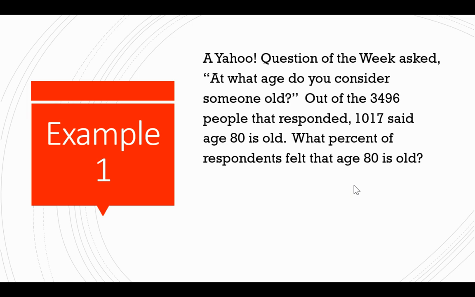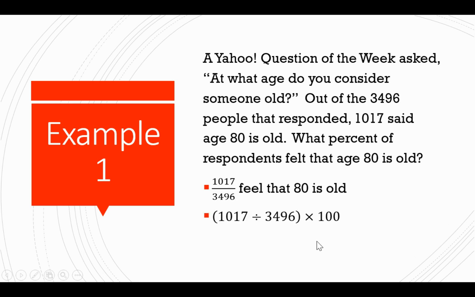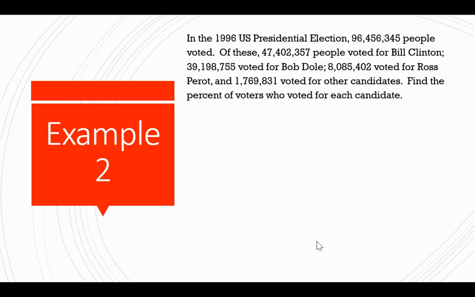We take the number we have, 1,017, divided by the total number of responses, which is 3,496. Then we solve it out, multiply by 100, and we get about 29%. So we can do some approximations as needed.